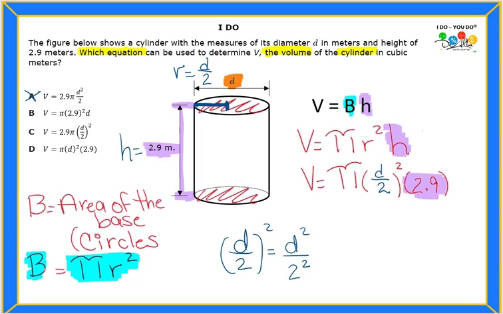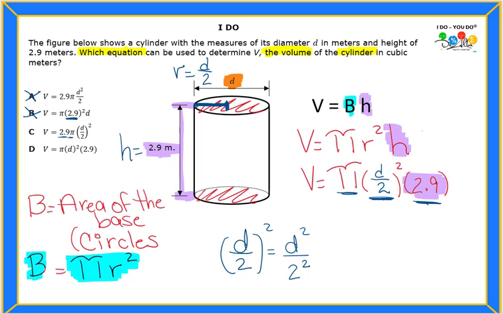What about B? Well, B has 2.9 to the second power. Do you see this? Is that what I'm raising to the second power? No, I'm not. Very good. So that cannot be my answer. What about C? Well, I see the 2.9, which we have right there. I do see the pi is there. And this time I like it because D divided by 2 is in parentheses and it's being raised to the second power, which is exactly what I have right there. So it looks like C should be our answer, right?